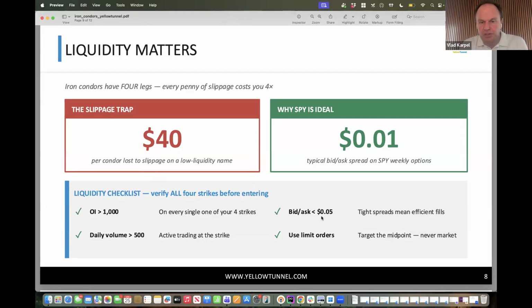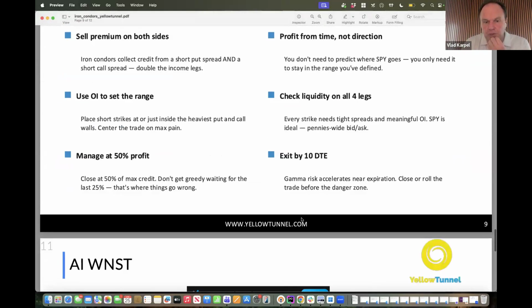And very important consideration, right? Use limit orders, try to target the midpoint. If the natural bid and natural ask are apart, you can always walk the limit, but you start at the midpoint to get a better execution price. Execution price is extremely important when you trade iron condor. And you want open interest over 1,000, daily volume over 500. Those are very key points you want to consider.